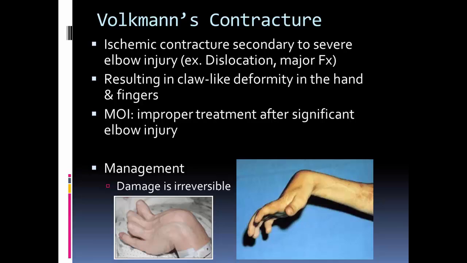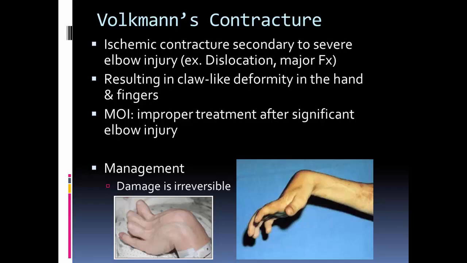A Volkmann's ischemic contracture is a permanent flexion contracture of the hand and wrist, resulting in a claw-like deformity of the hand and fingers. Passive extension of the fingers is restricted and painful. Volkmann's ischemic contracture is the direct result of an undiagnosed compartment syndrome. It is excruciatingly painful and disabling. Any fracture in the elbow region or upper arm may lead to Volkmann's ischemic contracture, but it's commonly caused by a supracondylar fracture of the humerus.